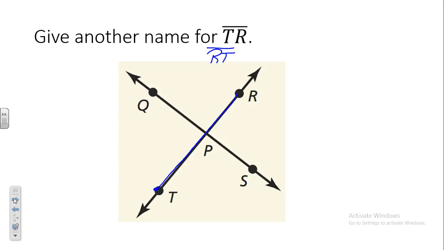So TR went from here to here. RT goes from here to here. They name the same segment, and there's nothing else that we can do to rename that segment other than reverse the letters. Okay? Simple. Don't overthink that one. What questions do you have about that one? Okay, next one.